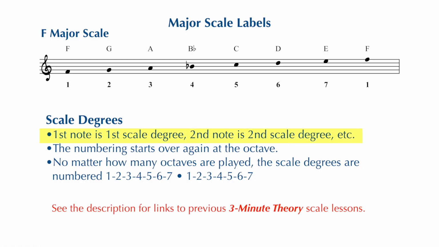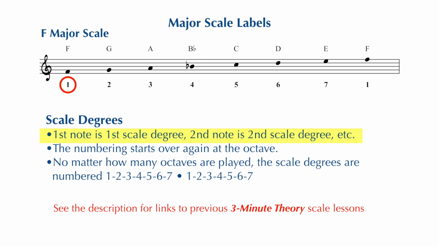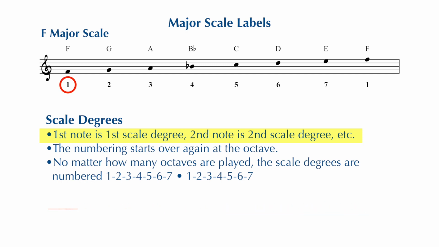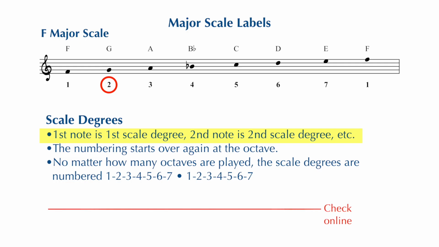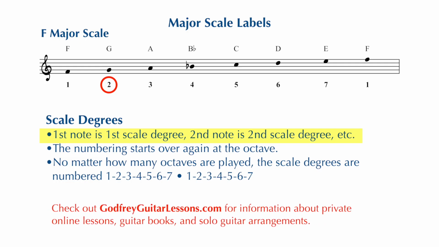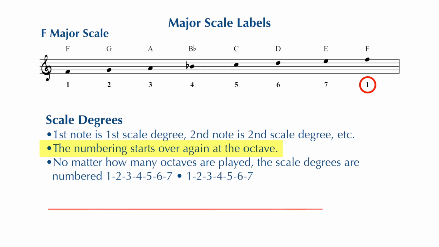Here's an F major scale. The first note of the scale, F, is the first scale degree. The second note of the scale is G, second scale degree. And that continues up through the 7th scale degree, which in this case is E. After that, we reach F again, and the numbering starts over at the first scale degree.